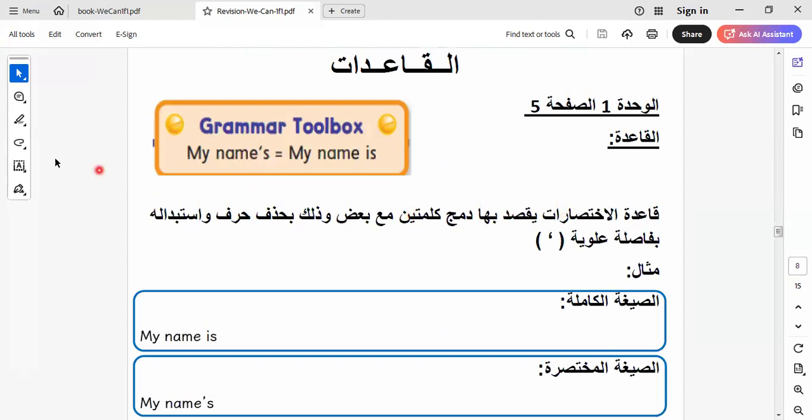Here we say this is called an abbreviation. Abbreviation means what? It means making an apostrophe like this.